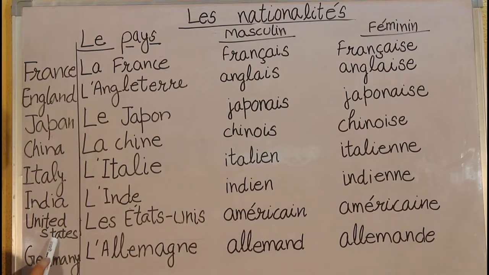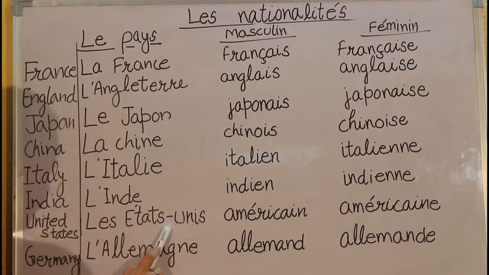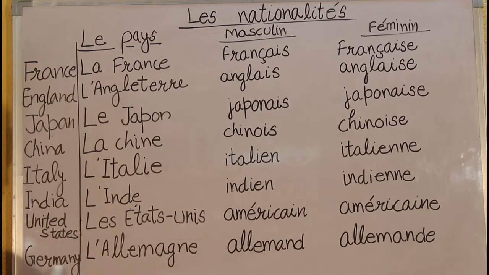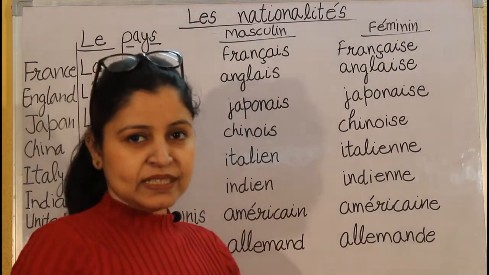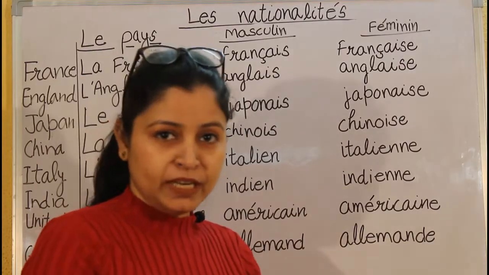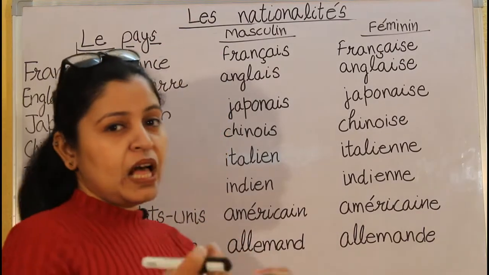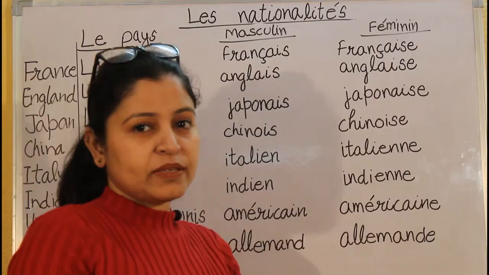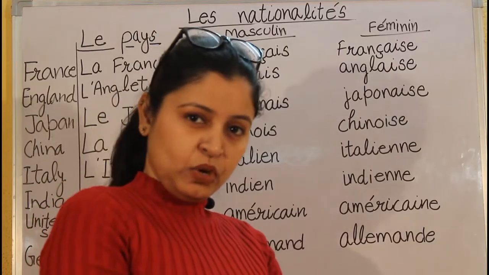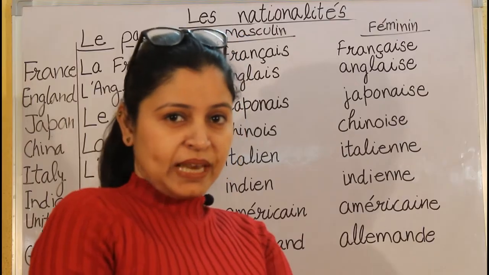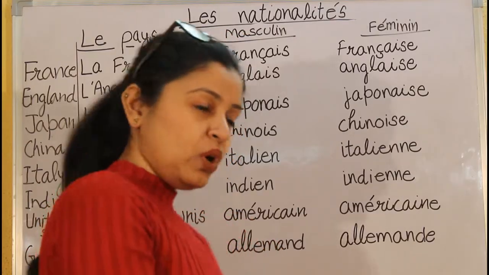United States, it's a plural country. It is called les États-Unis. Germany is called l'Allemagne. Now these are the country names according to masculine and feminine cases as they have already been put in. Now we'll see how the feminine and the masculine will be called. If a man is living in a particular country, how will he be given his nationality, and how will the girl be called?